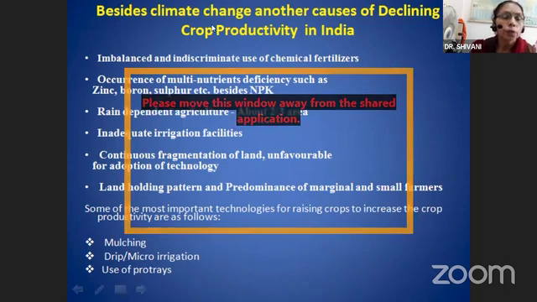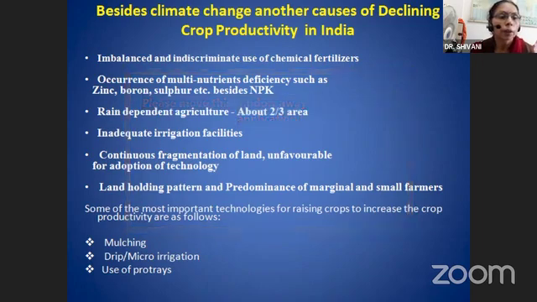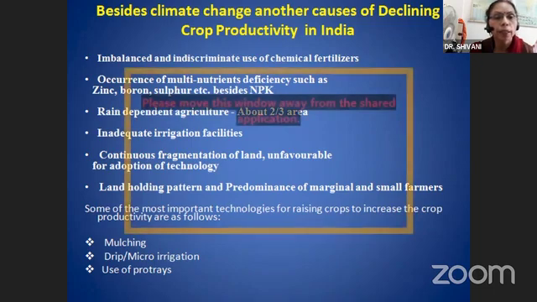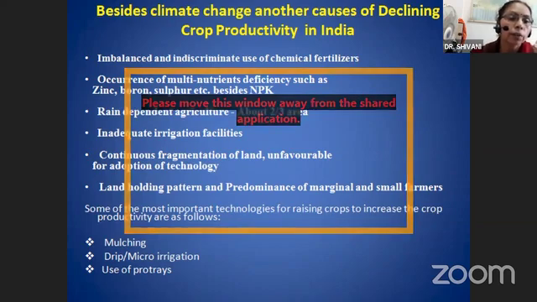Besides climate change, there are so many reasons due to which crop productivity is decreasing. Number one and the foremost important one is the imbalanced and indiscriminate use of chemical fertilizer. Our farmers are giving fertilizer for crop production, but not in a balanced dose. They are providing urea in heavy amount, but at the same time they are not using phosphatic fertilizer as well as potassic fertilizer, and due to which the crop production is not up to date.